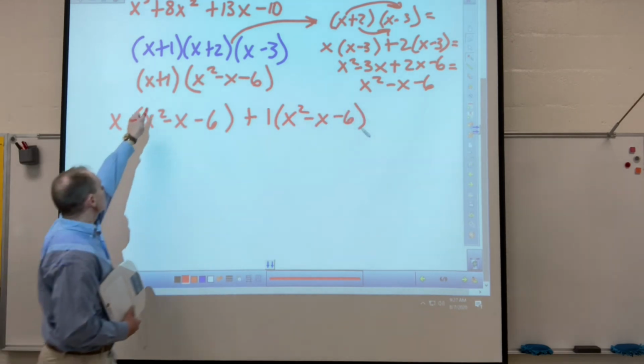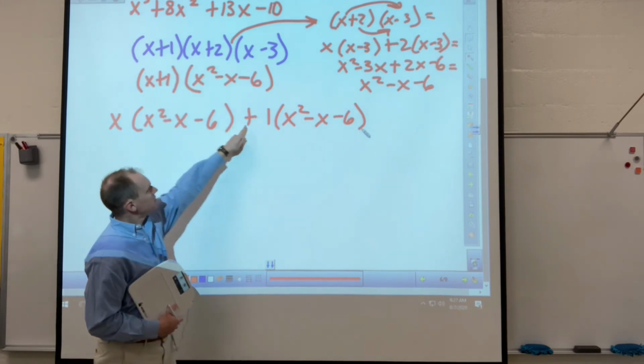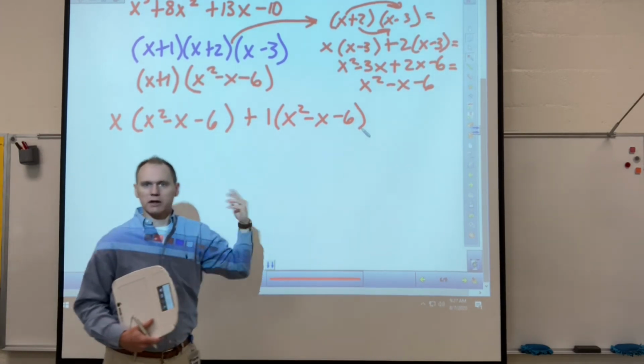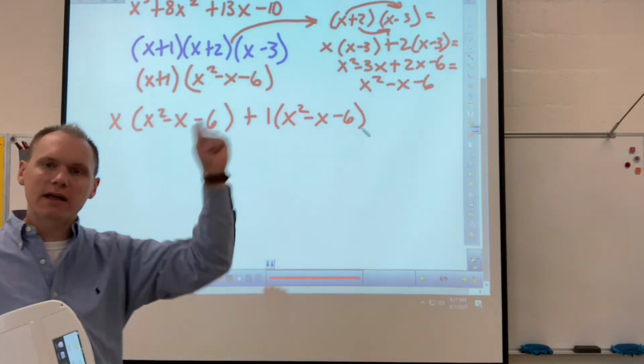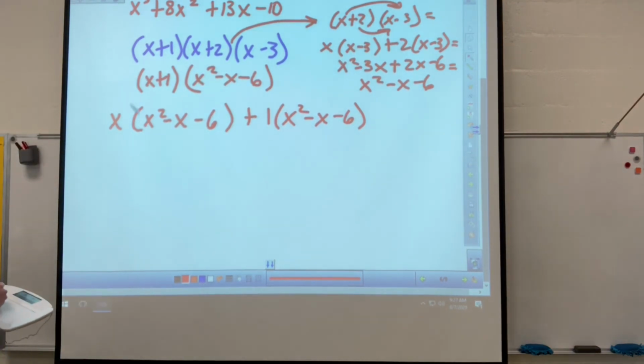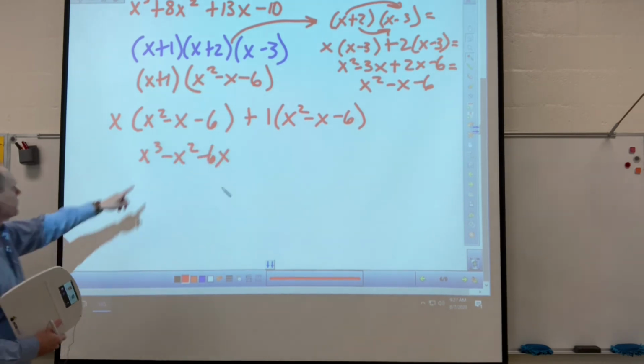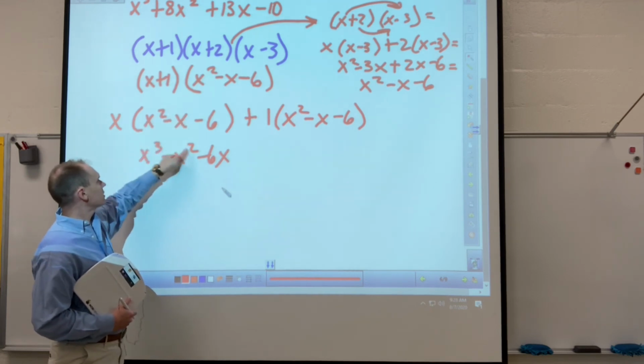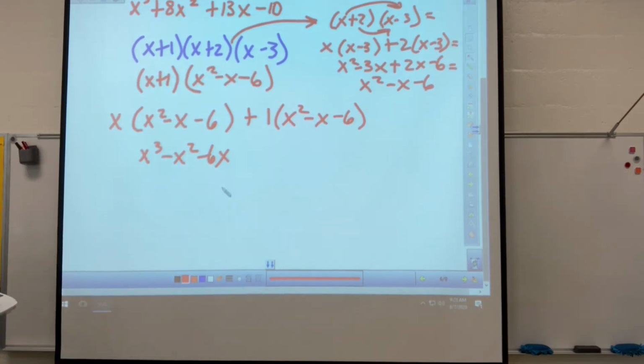And by the way, if this were a minus here, it would just be minus 1 times that quadratic. And of course, you'd have to multiply a negative 1 throughout. Okay, so if we distribute here, x times x squared is x cubed minus x squared minus 6x. Again, every exponent of x just increased by 1 because we multiply by a value of x. All right, and then 1 times anything is just itself, right? So this is just going to be staying the same.